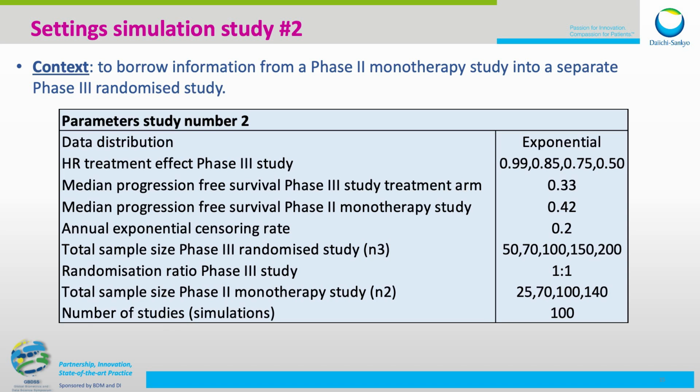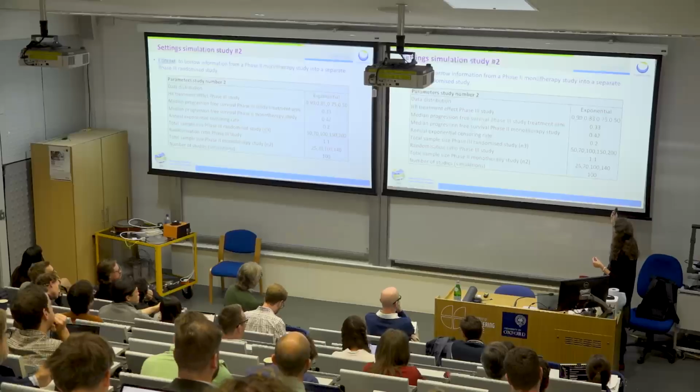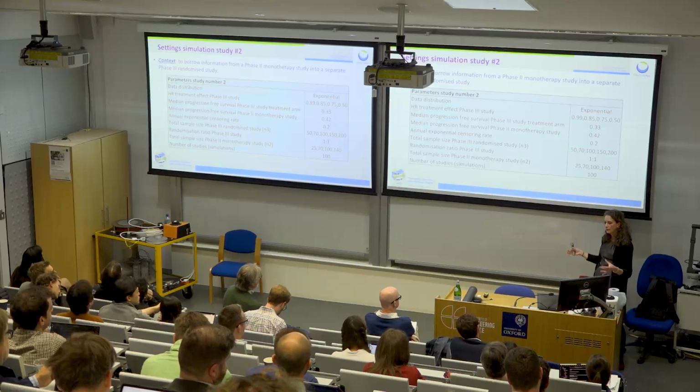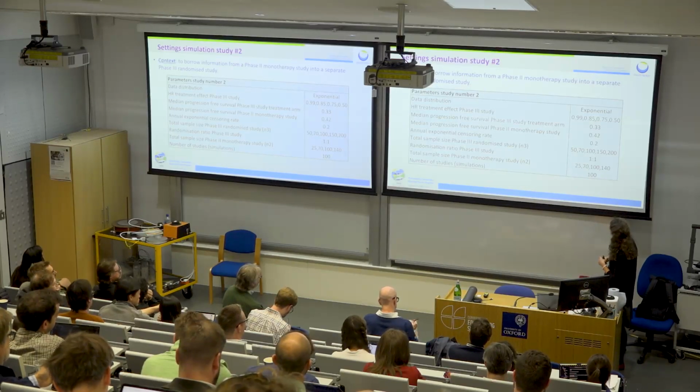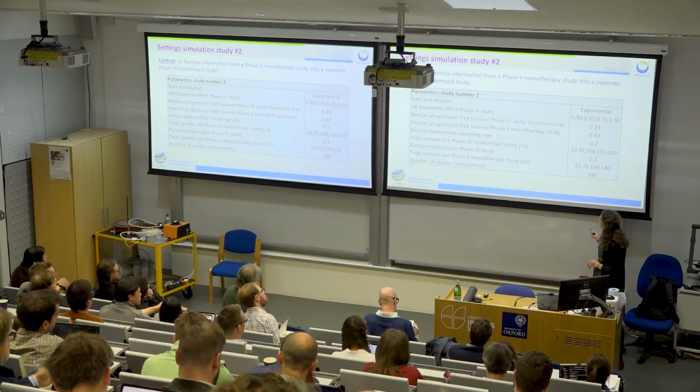So I simulated data having an exponential distribution, and looked at a range of different treatment effects, 4 different treatment effects. I assumed, as you would assume, that the survival was going to be different for your phase 3 and your phase 2 study. I had a specific censoring rate. I looked at a range of different sample sizes for the phase 3 study and the phase 2 study, because I wanted to see what happens with the different sizes in your clusters if you only have 2. As expected, the phase 3 study is randomized 1-to-1, and ran everything 100 times.